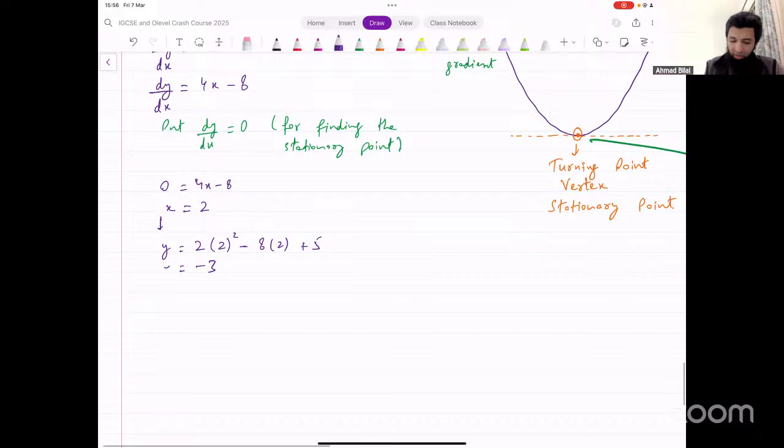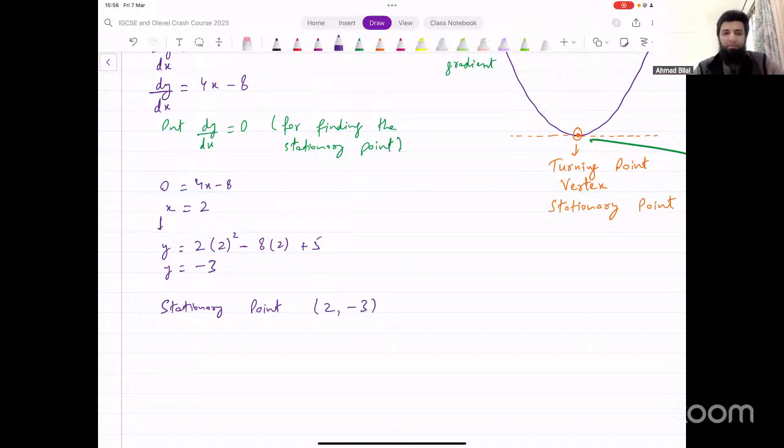The turning point has these coordinates, or it's called the stationary point because that's the terminology that they mostly use in this context. Stationary point of this function is therefore 2 and minus 3. That's the turning point of this function. Its x coordinate is 2 and its y coordinate is negative 3.